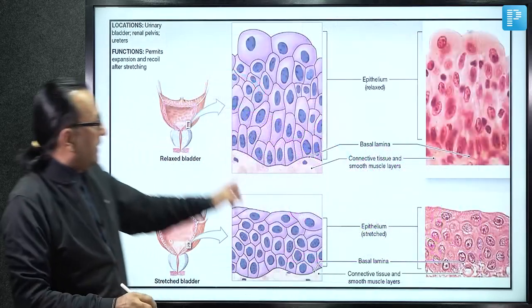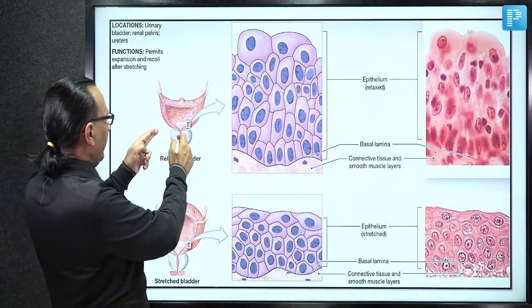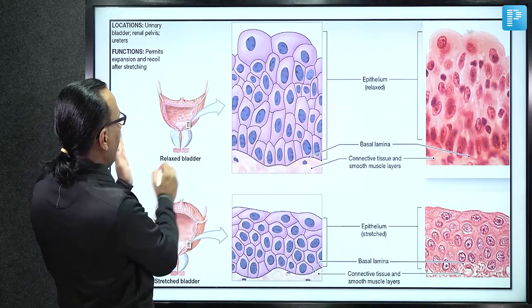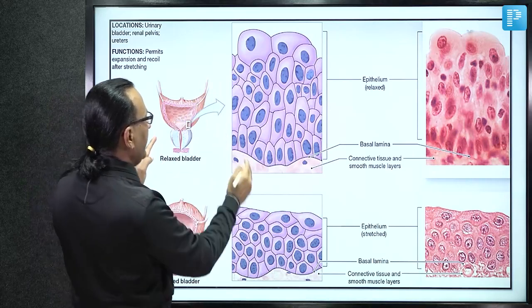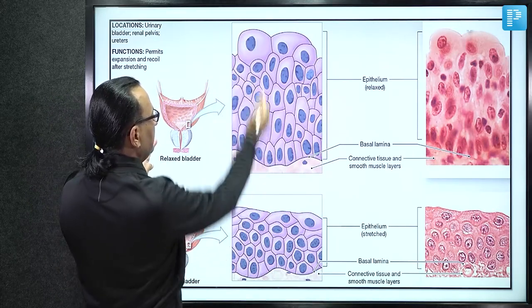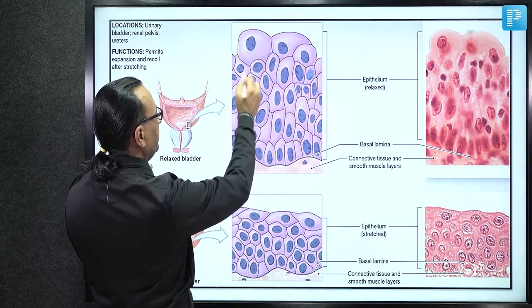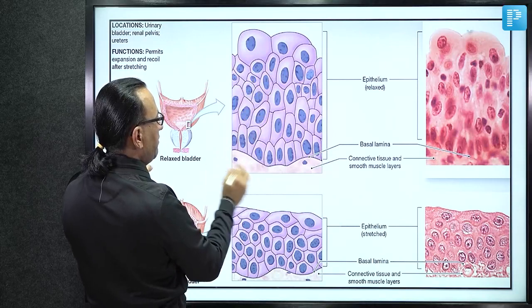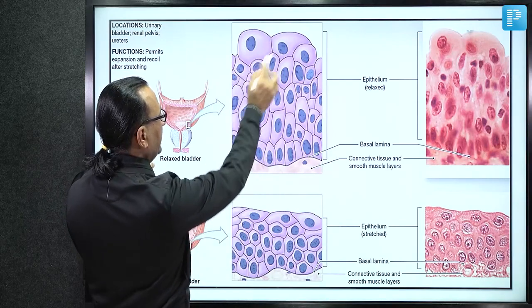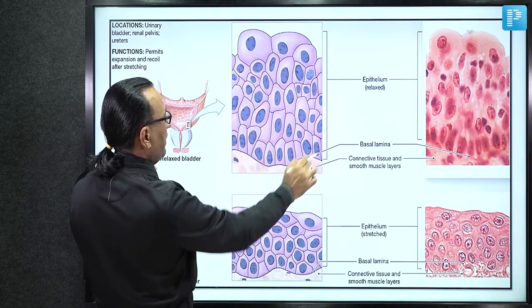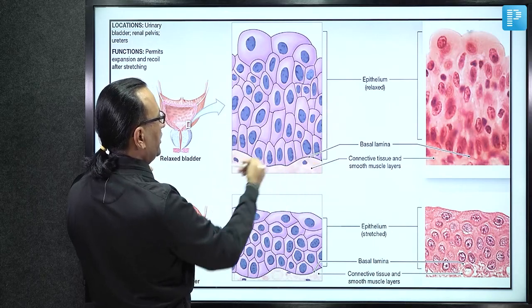It is understood that if the urinary bladder has very little urine, it is a relaxed bladder, then the lining epithelium can be 8 to 10 cell layered. But even the superficial cell will be sending a cytoplasmic extension reaching the basement membrane. And since each cell is attaching to the basement membrane, it does not qualify as stratified. It is called transitional epithelium.